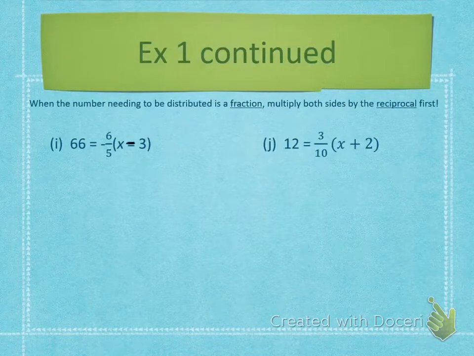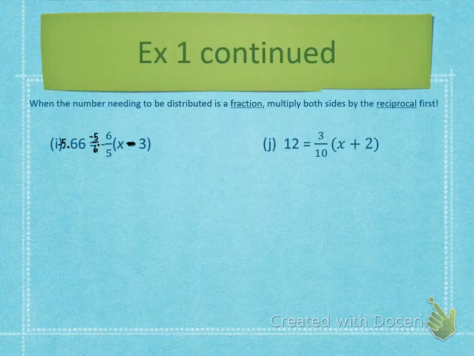All right, so we're going to instead multiply both sides by the reciprocal. What is the reciprocal of negative 6/5? Negative 5/6. I'm going to put the negative with the 5. So negative 5/6. Look at that, on the right side of the problem, it cancels. It equals 1. The fraction is gone, and all we have to bring down is x minus 3.